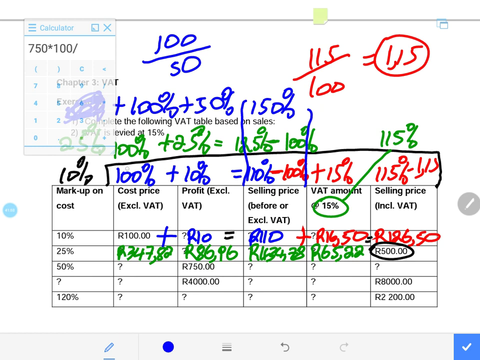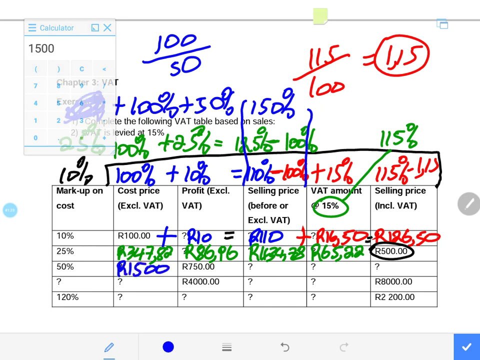At the same time, we could have started with this one and said, what are we looking for? We are looking for the 150%. So we'll have to say 150 divided by 50. Remember, 50 is the percentage of the amount that we have.